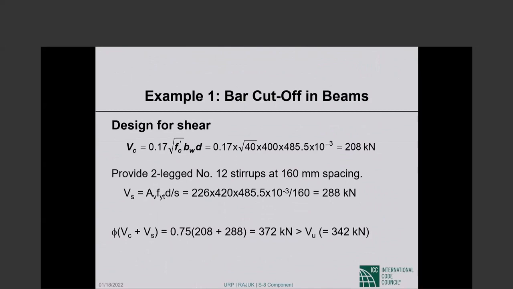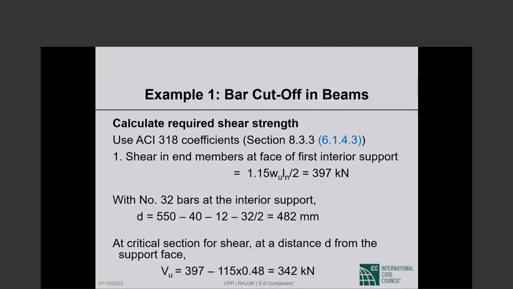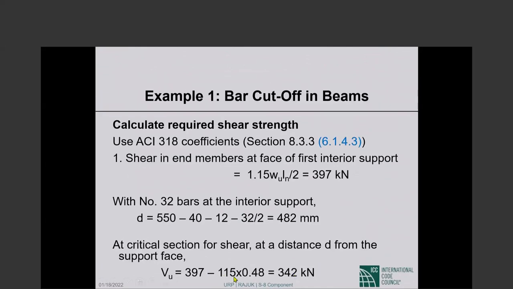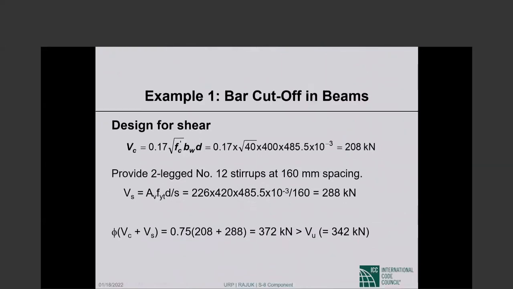Okay. The shear that concrete can carry, 0.17 square root, in our units 2 square root of f sub c prime, comes to 208 kilonewtons. So we have a shear of 342 required shear strength. Concrete can carry 208.